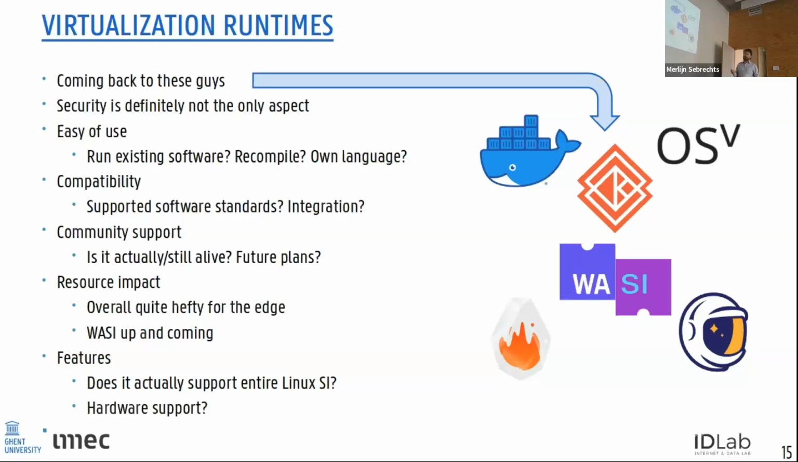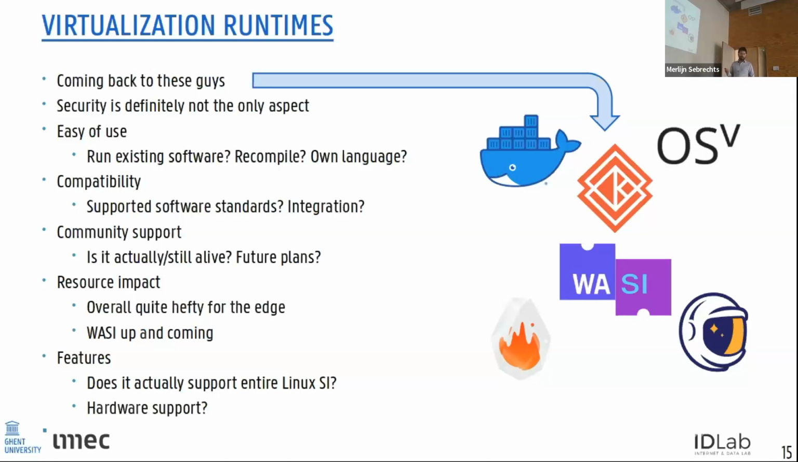Another aspect is, can you actually run existing software, or do you have to recompile it? Do you need to change your software? Do you need to simply recompile it using APIs of the runtime? Or do you need to use an entirely new language, for example, a subdialect of C that's only available for that specific runtime?